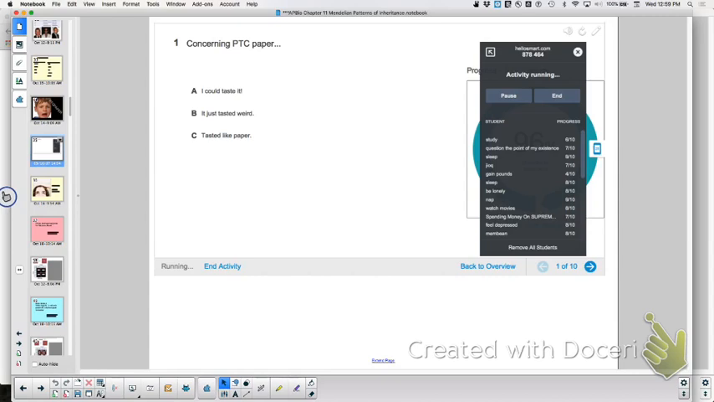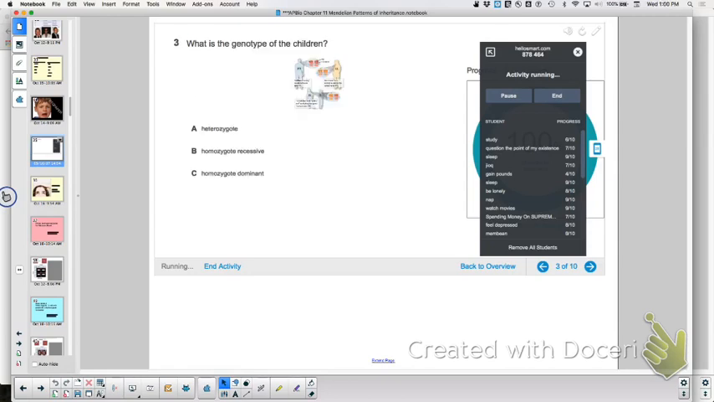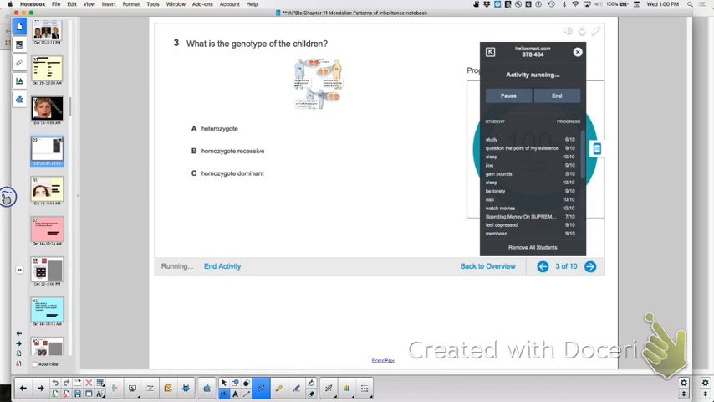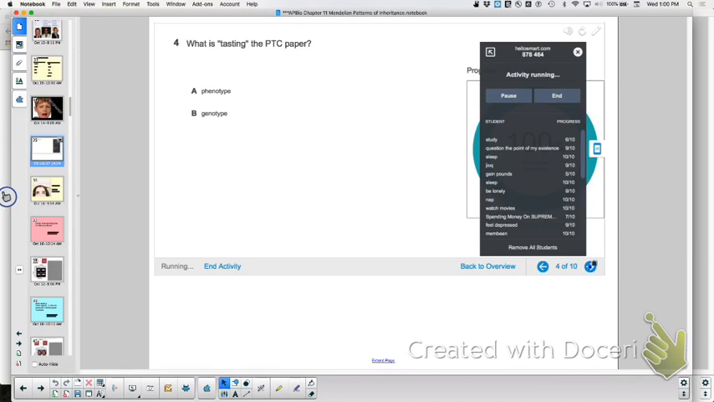Here's question 1, 2, and here's 3. If you can't see this picture, let me make it bigger for you. You've got a father who is big T, and he is a taster, and you have a mother who is little t, and she is a non-taster, and their children are heterozygote. Okay, and here is question 4, maybe, and 5.